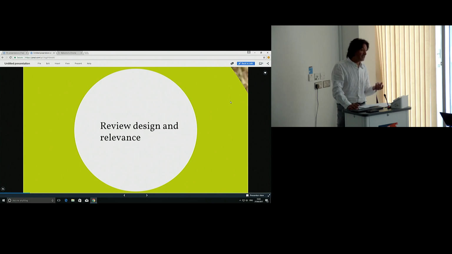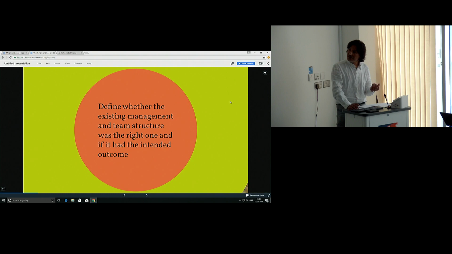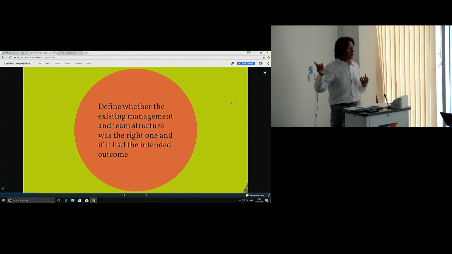Review design and relevance. Define whether the existing management and team structure was the right one, and if it had the intended outcome. I think this is a little different, because the Nicaragua program is different from other countries: we had an agreement with OIKOS, but OIKOS didn't manage the team. They just hired and paid the people and did the finances. The project was managed from here, and we had a head of programs there. That objective is here, and then we have findings on that and recommendations.